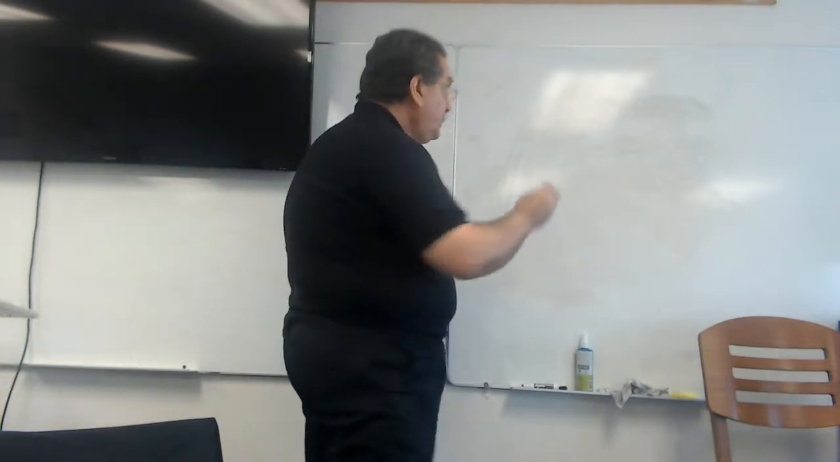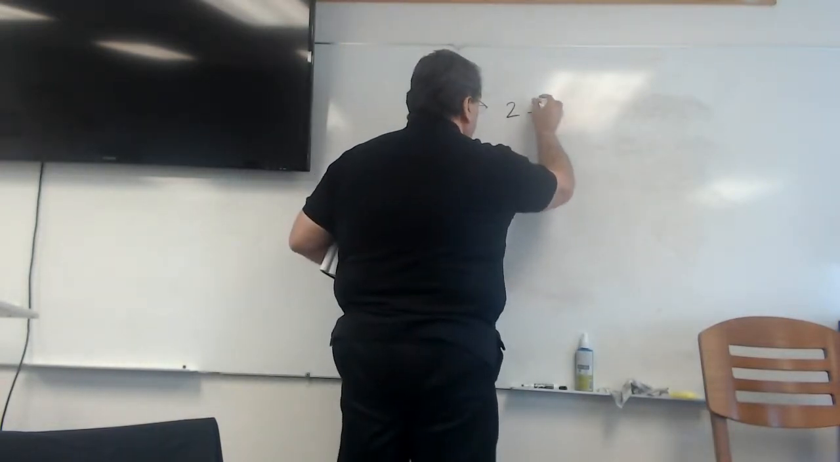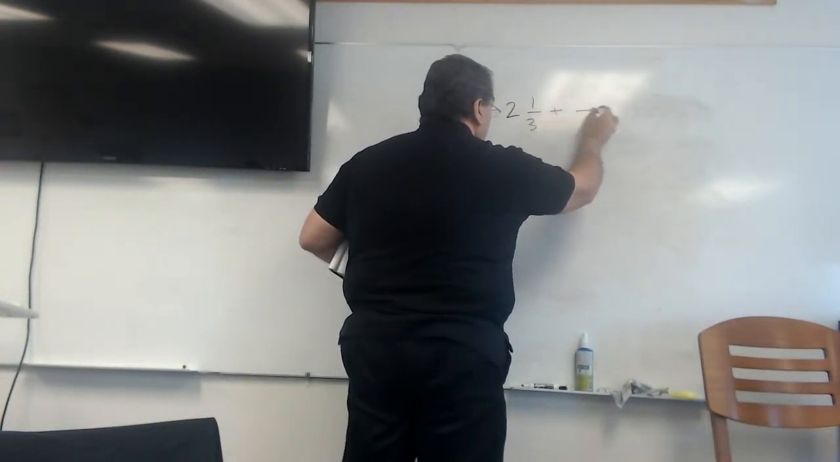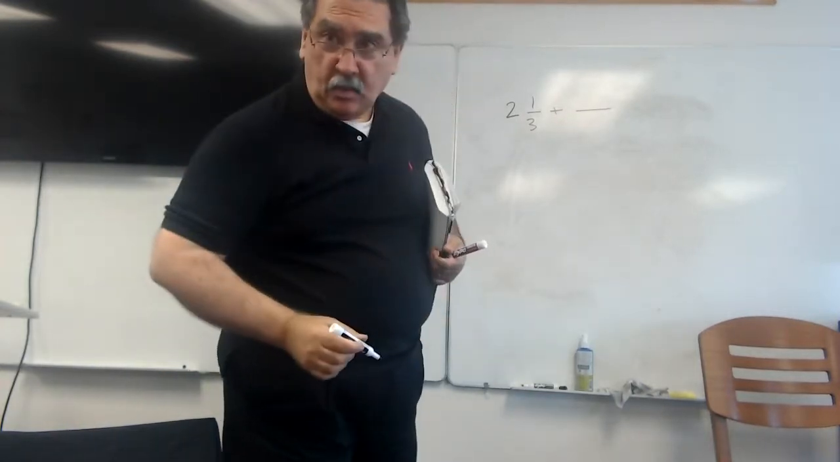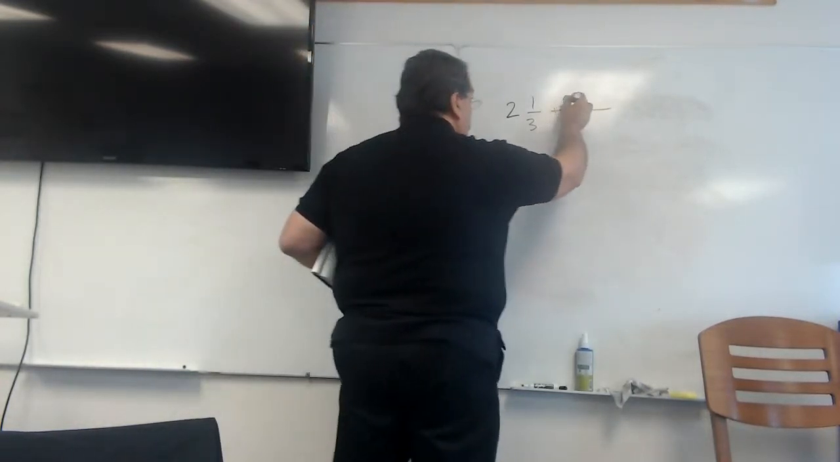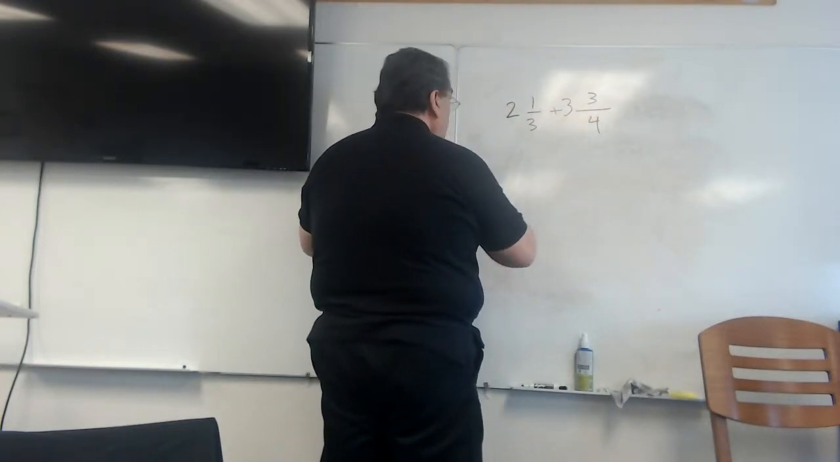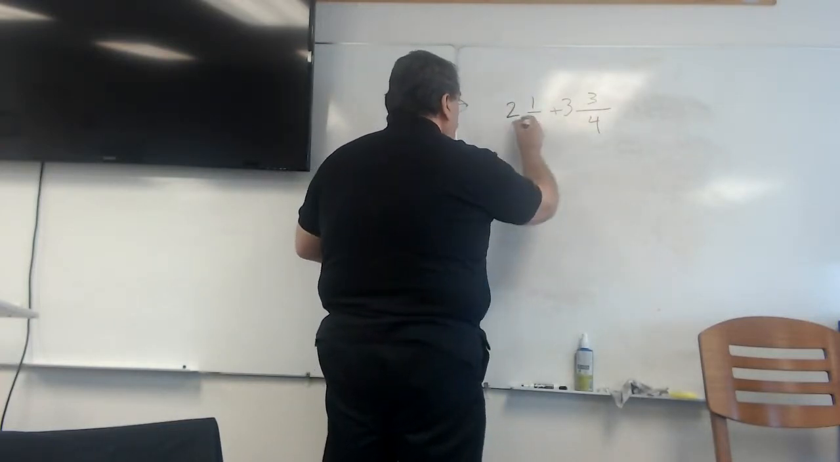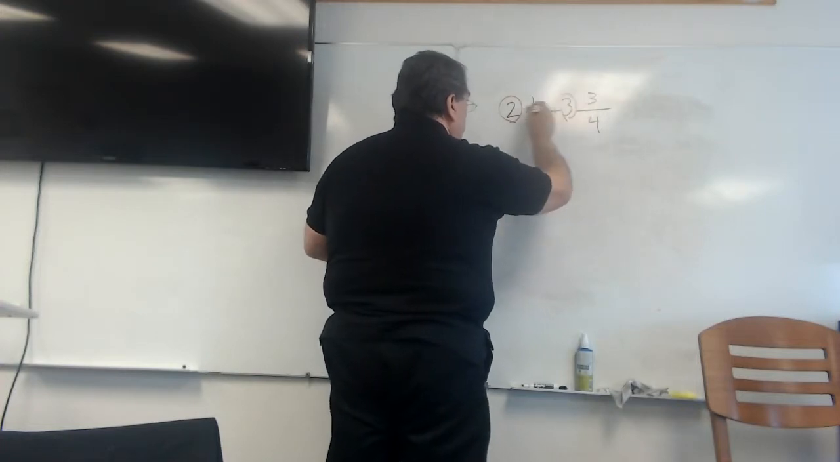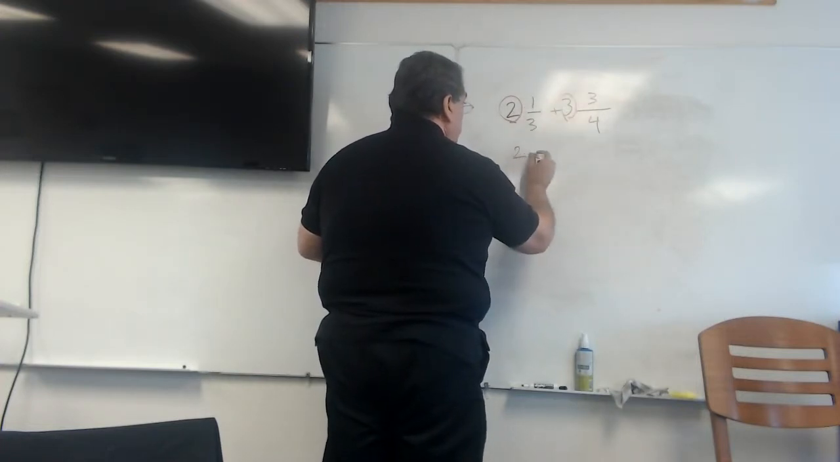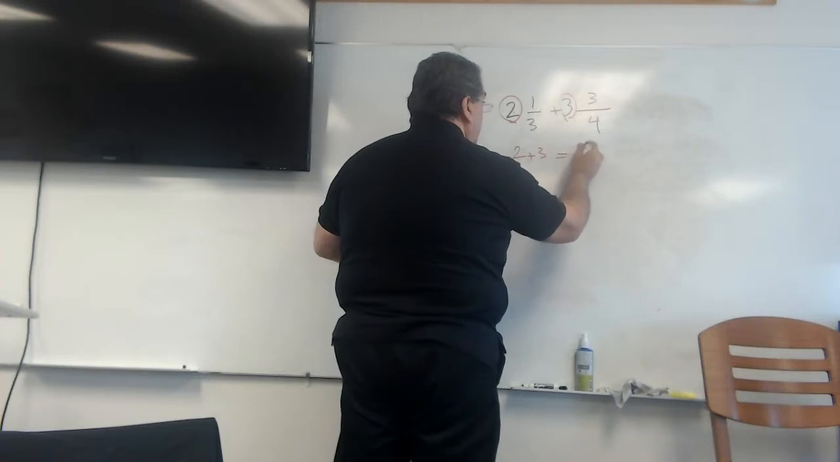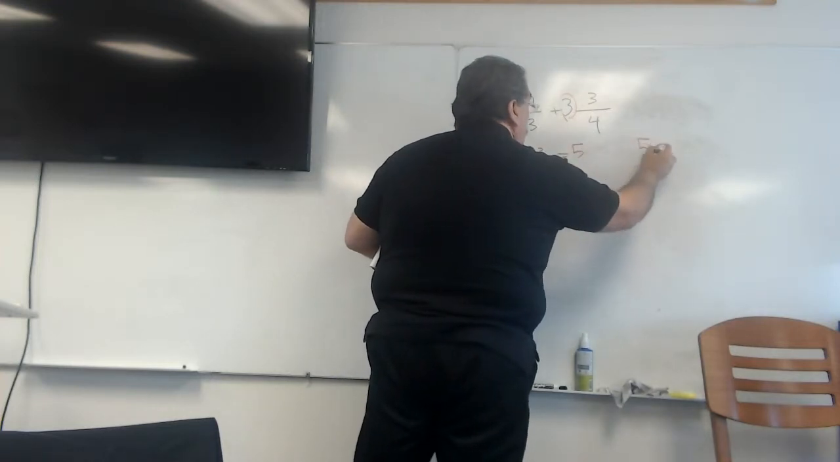Okay, 2 1/3 plus 3 3/4. First, we take their whole numbers and add them together. 2 plus 3 is 5. This is your whole number here.